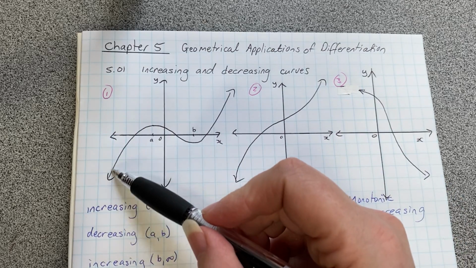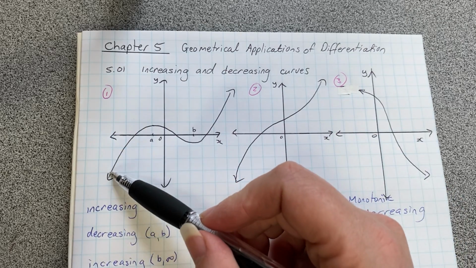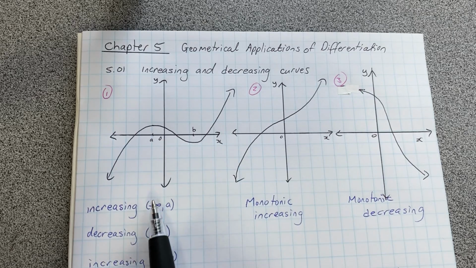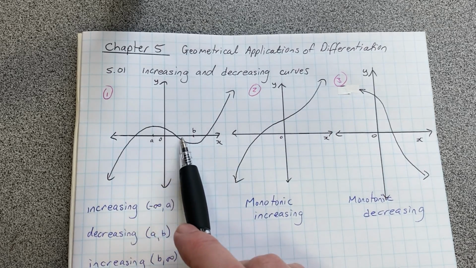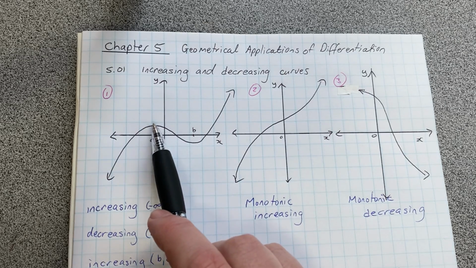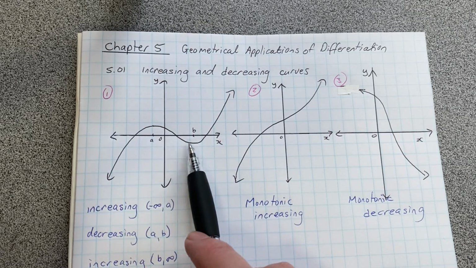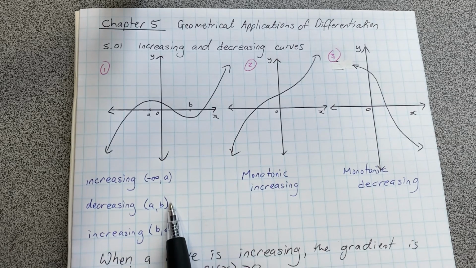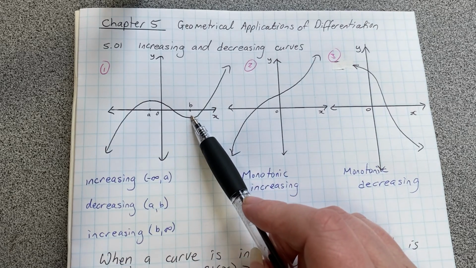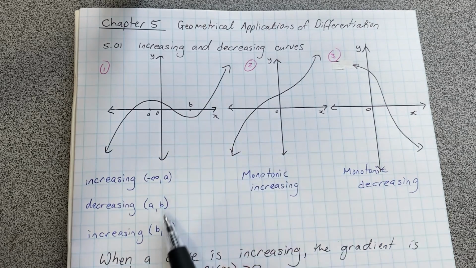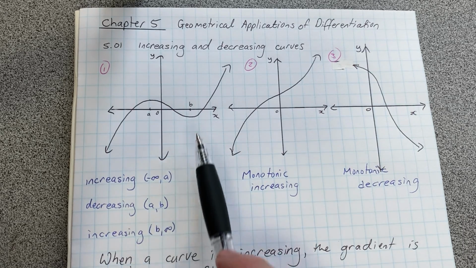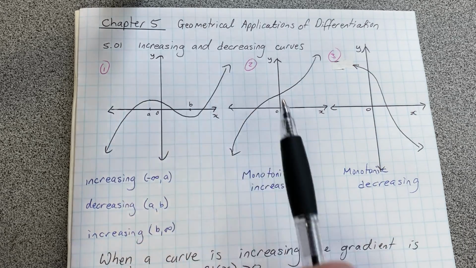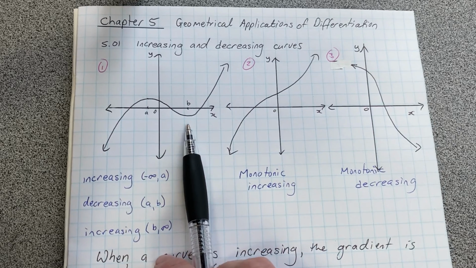we call it increasing here. So it's increasing from negative infinity to A. It is decreasing here, because as you go from left to right, it's going down. So it's decreasing from A to B, and it is increasing when x is greater than B. So between B and infinity. So we just talk about the x values here for which it's increasing and decreasing.